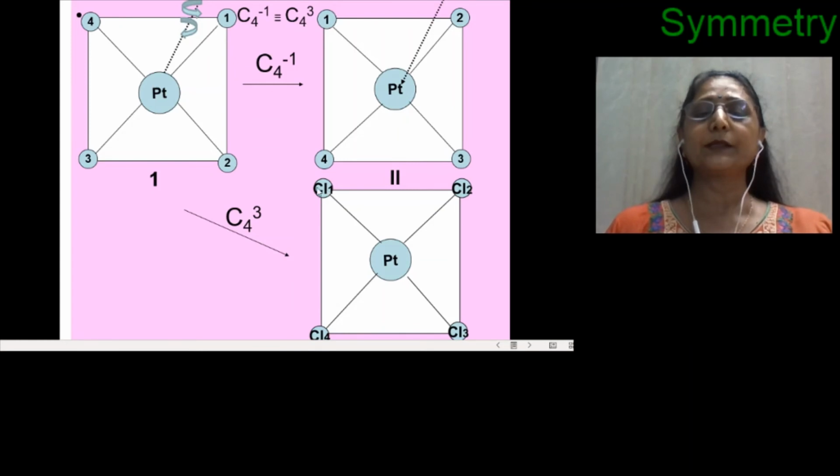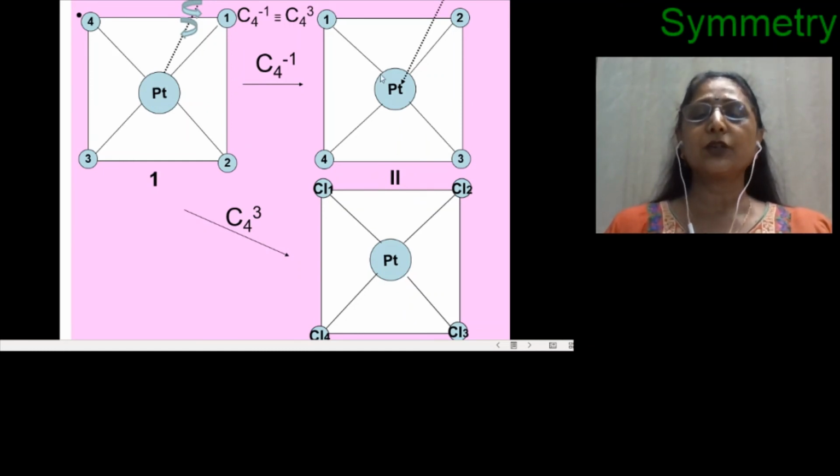So I have represented that over here, that is Cl1. Similarly, Cl2 will be rotated 3 times, one time here, second here, third here. So here Cl2, and in the same way Cl3 and Cl4. So this is our structure after 3 rotations around the C4 axis. So I have the structure like this.